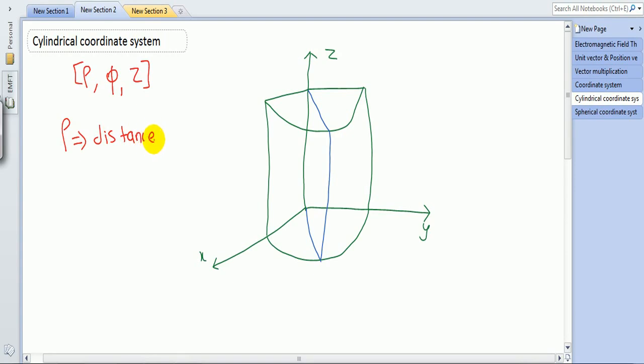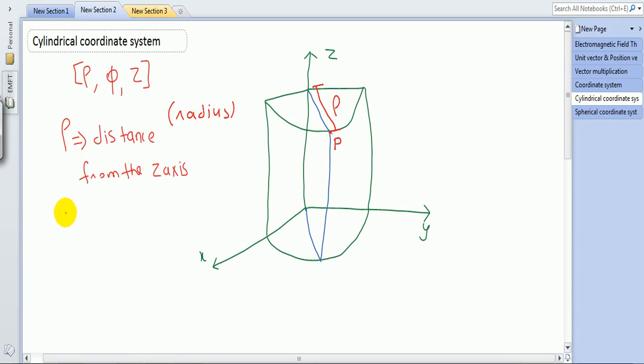Rho is the distance from the z-axis. If I talk about this point, suppose this point is P having coordinates rho, phi and z, then rho will be the distance from the z-axis. That is, we can say that this distance from here to here will be rho. Rho is also known as the radius of the cylinder, because this is a part of the cylinder. If we complete this, this will be the radius of the cylinder.